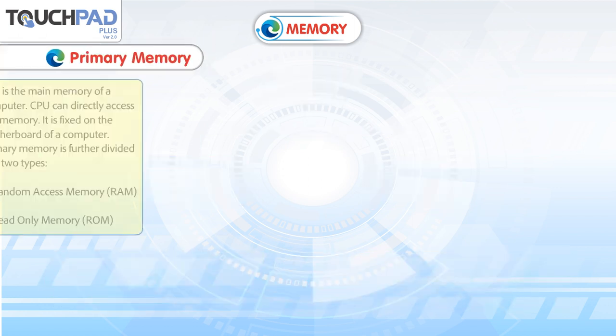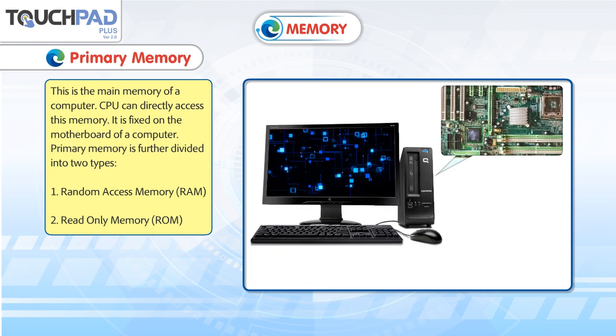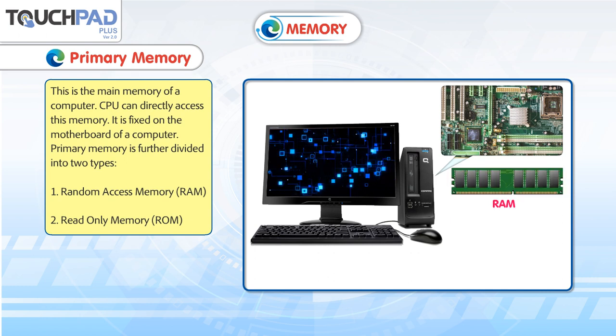Primary memory. This is the main memory of a computer. CPU can directly access this memory. It is fixed on the motherboard of a computer. Primary memory is further divided into two types. 1. Random access memory, RAM. 2. Read-only memory, ROM.